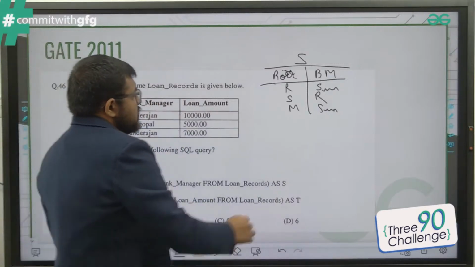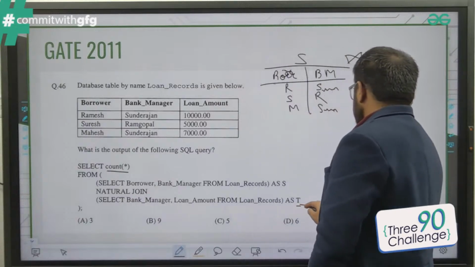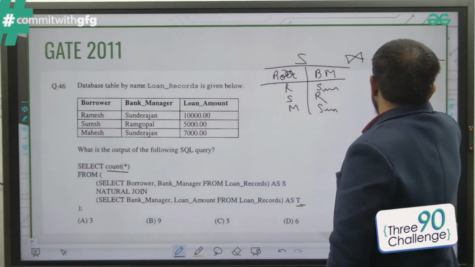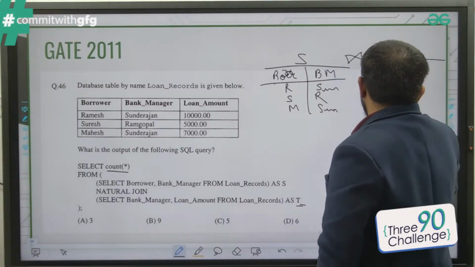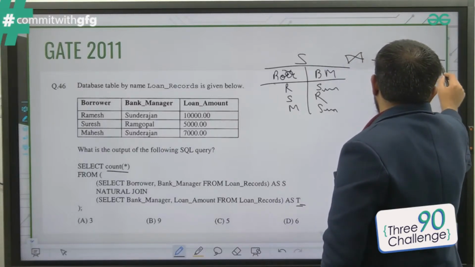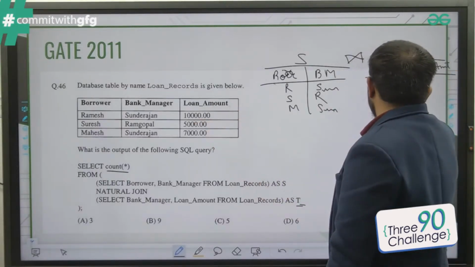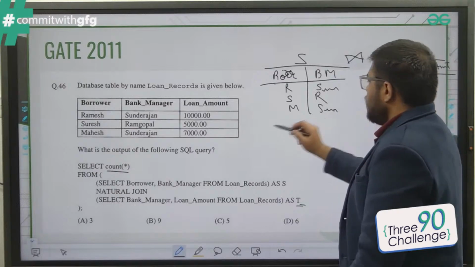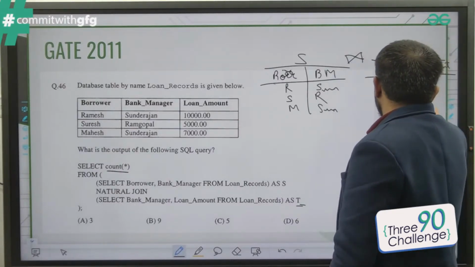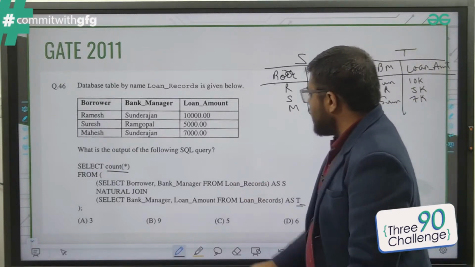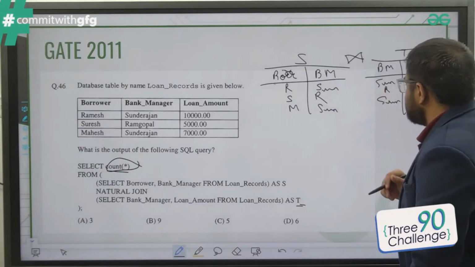Natural join. I am doing a natural join between this and one more, which is selected as T. They have renamed it as T. So let me write this table as T. Bank manager and loan amount. What will I get? Sundararajan 10,000, Ram Gopal 5,000, Sundararajan 7,000. Now they have done a natural join, and count means how many tuples will be there in the natural join. So when you do a natural join, it is between common attributes.